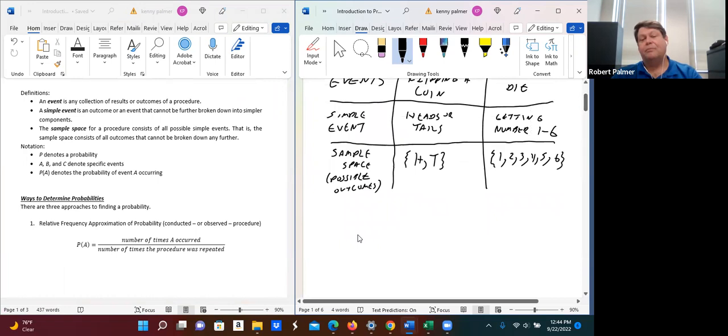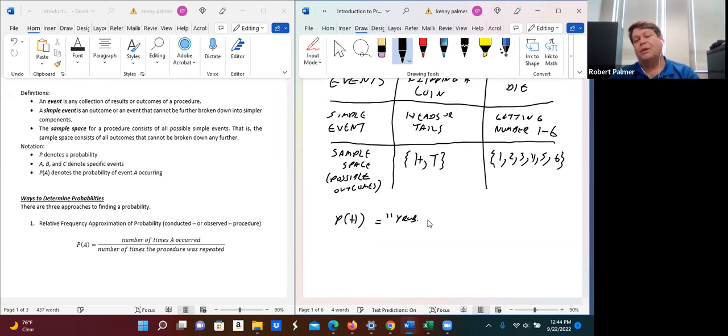So when I say the probability of something, we use the letter P in this class and often in other classes. And then A, B, and C denote specific events, okay? So for example, I could say P of H would be the probability of, in flipping a coin, getting a head. Okay, so I'd read it that way.